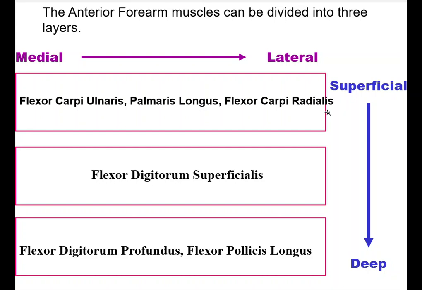Then you go a little bit deeper to the middle. You have the flexor digitorum superficialis, right? Even though it goes to the digits and flexes the digits, it crosses the wrist joint, so it is a wrist flexor. The most deep is flexor digitorum profundus, right? If you have a superficialis, you probably have a profundus. And then flexor pollicis longus. Again, all of these cross anterior to the wrist joint, so they're all wrist flexors.